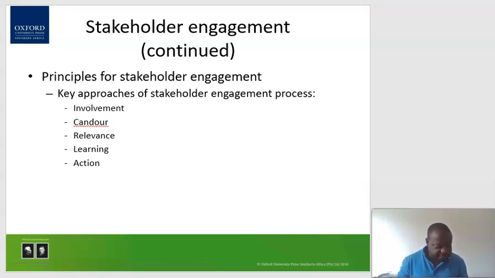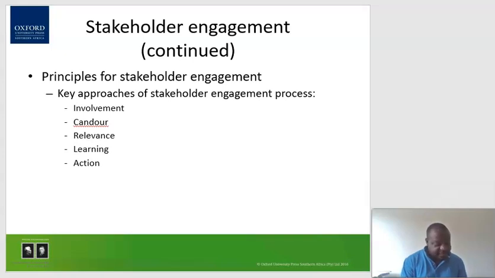So the first principle is that of involvement, where we are saying encourage broad involvement by welcoming interested parties and respecting their roles. You should also build on existing relationships and find new participants to enrich the dialogue.